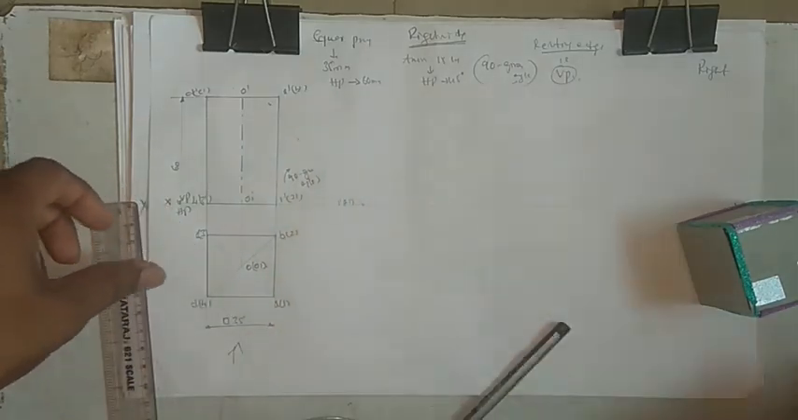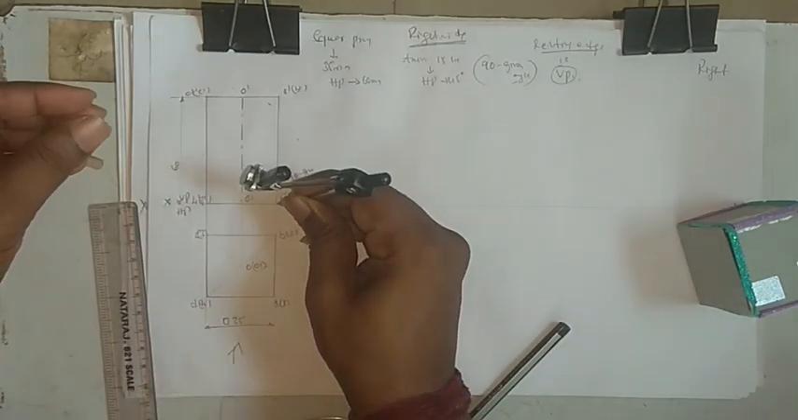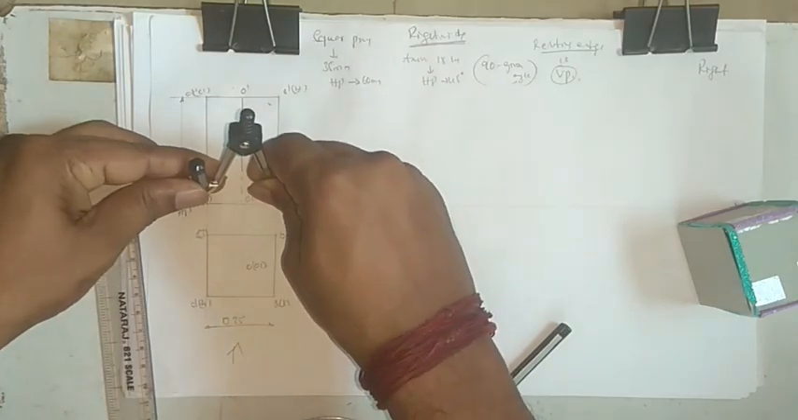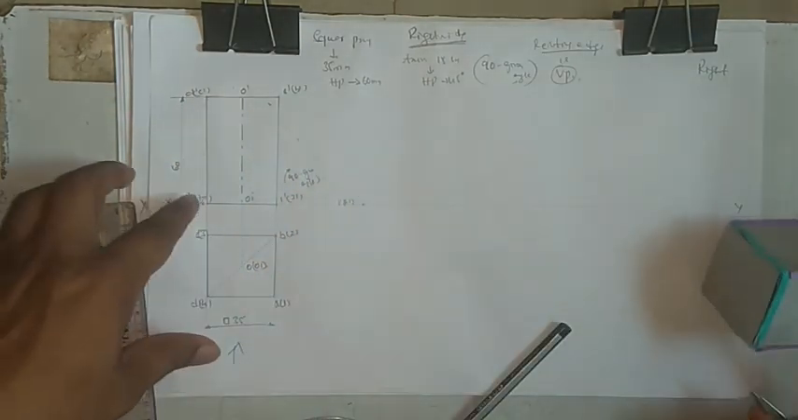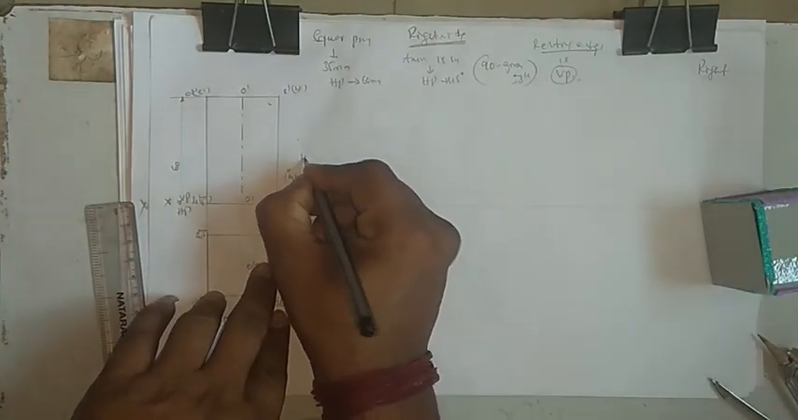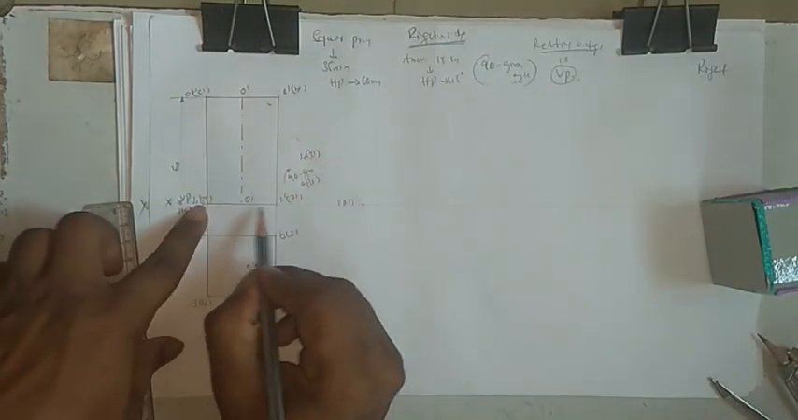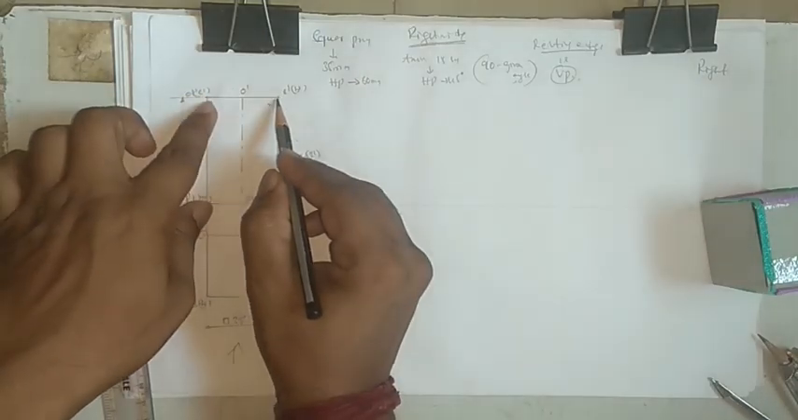Okay, so first we'll do one thing. We'll take 4 dash and 3 dash here, and we'll cut it on this line. So now this is our 4 dash and 3 dash. So we got these 2 points. We need to construct these 2 points.